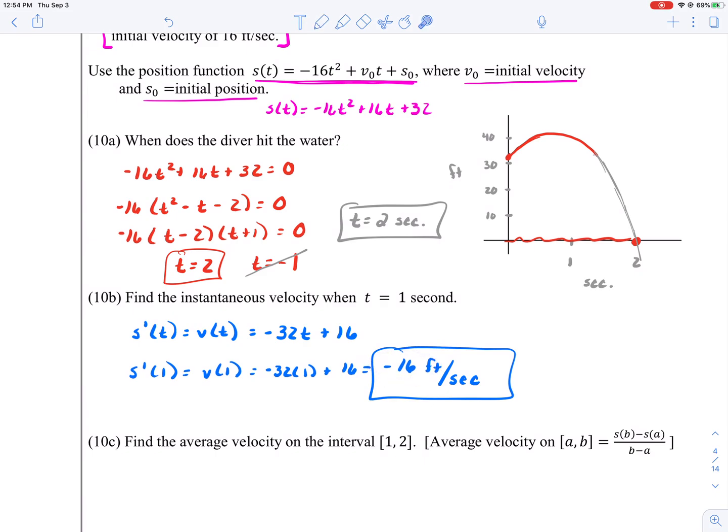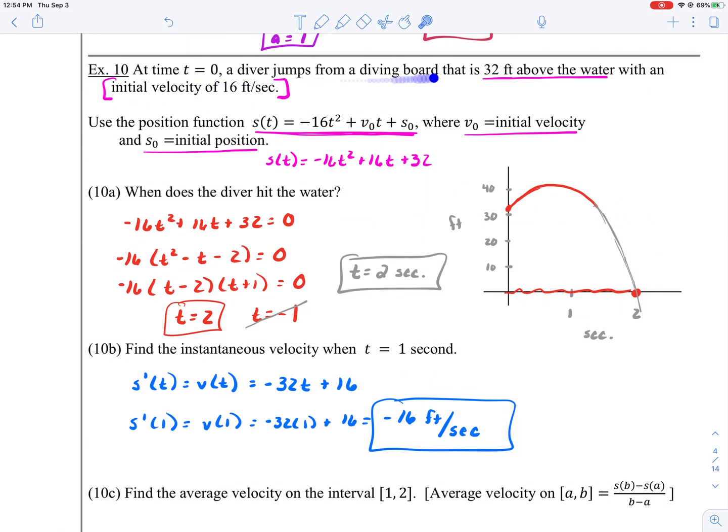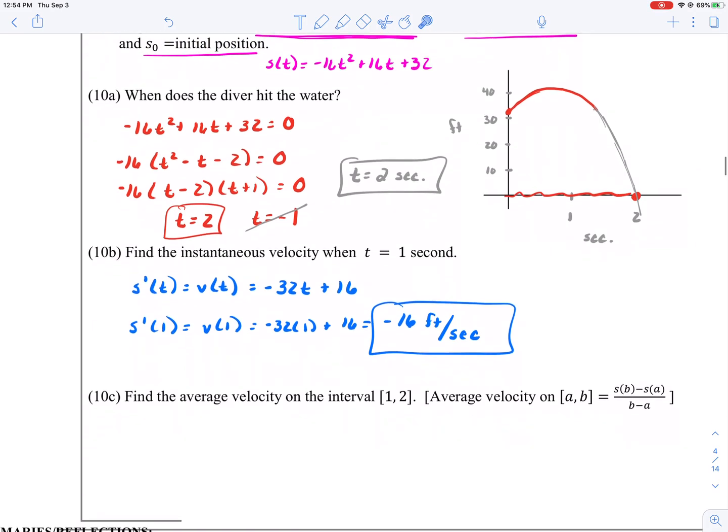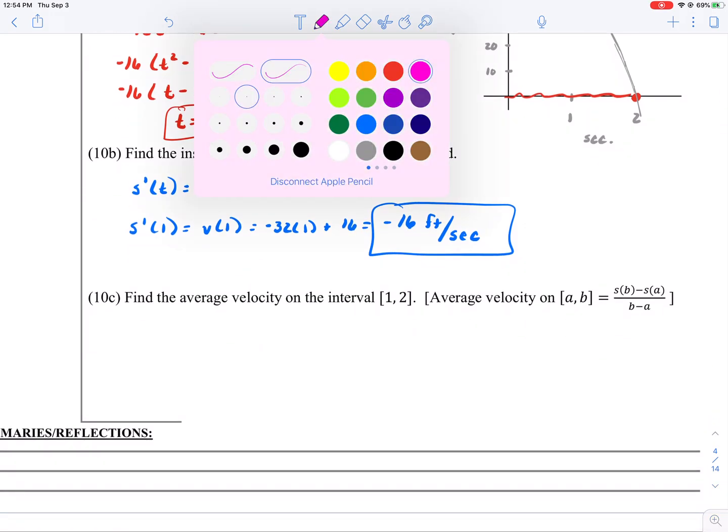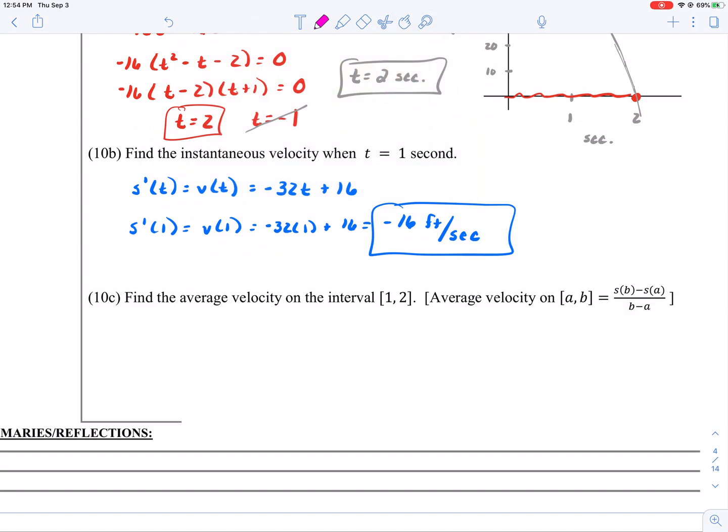Right? So that means that the position of the diver, right? So this is used to represent the position. The position of the diver is decreasing, right? So I'm getting closer and closer and closer to the water, right? So I'm going at negative 16 feet per second. Okay. The distance between the diver and the water is decreasing at that point at t equals 1.